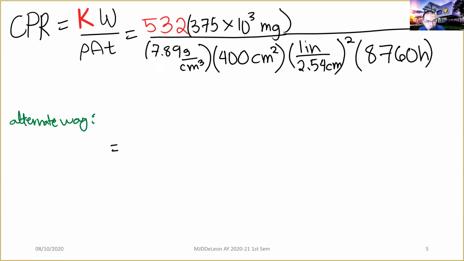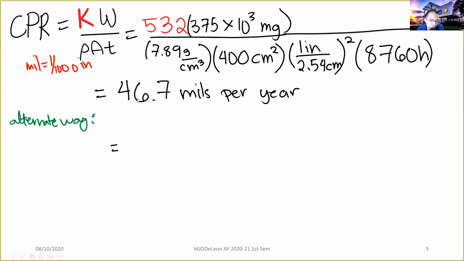But since we're looking for mils per year, so note, ang mils natin, mil is just equal to 1/1000 of an inch. So we convert that, we get this, and makita natin it's 46.7 mils per year.